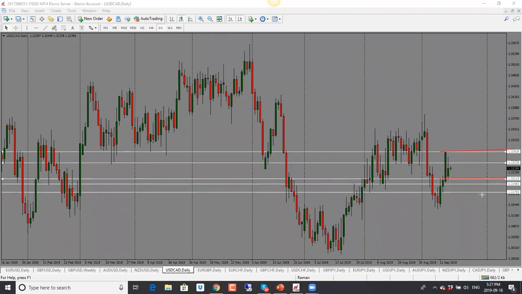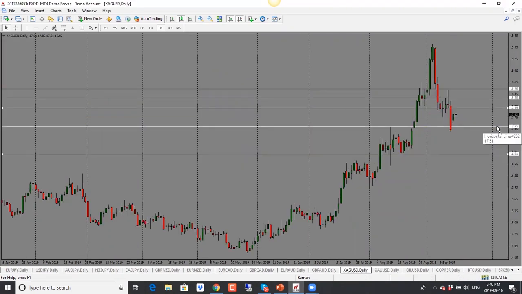And we need to see which way it wants to go. So bias is neutral, but this is my base case scenario that I'm working with. Now, should it go through this level, we could see it go all the way into the high and then potentially react to that. So that's to be seen. But for now, just looking for a pullback into 1.3250 potentially, and then a further drop into 1.3200. So neutral bias for dollar CAD.